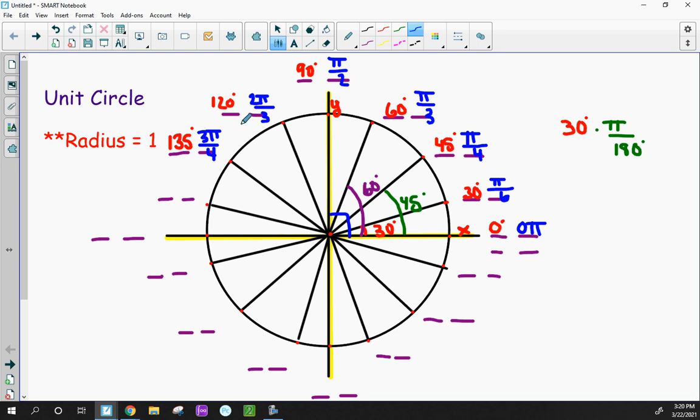Add 30, add 15, add 15 more. 135 plus 15 is 150 degrees. That'll be your next angle. In radian mode, 150 times pi over 180, you can use your calculator to convert that if you need to. That's going to be 5 pi over 6.